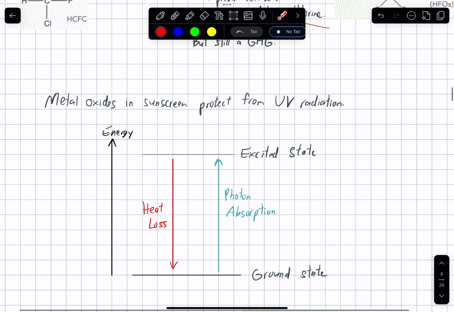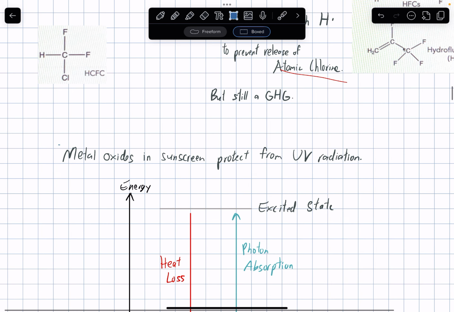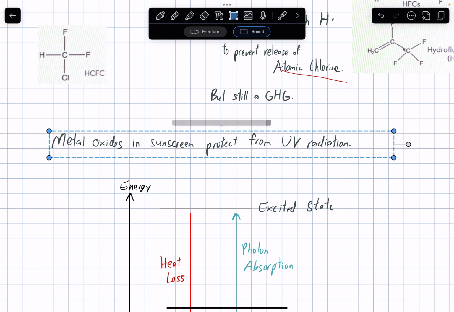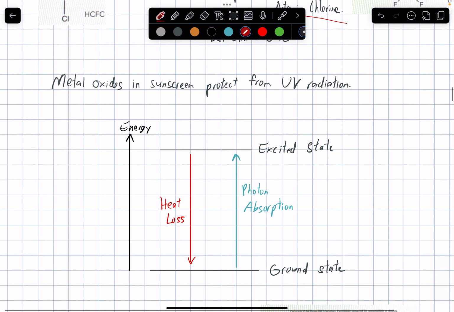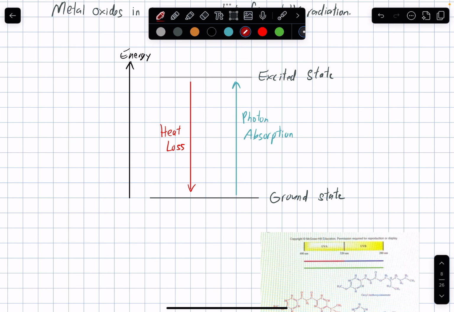This, by the way, is unrelated. This is the science behind sunscreens. Sunscreens contain metal oxides that protect you from UV radiation. As you gain energy, I think that's the meaning here. Photon absorption, you reach the excited state, but with heat loss, you reach the ground state.